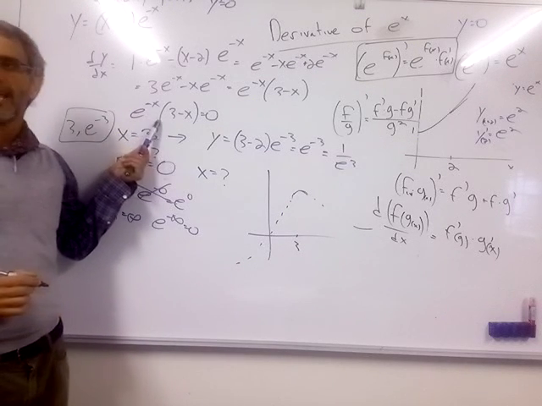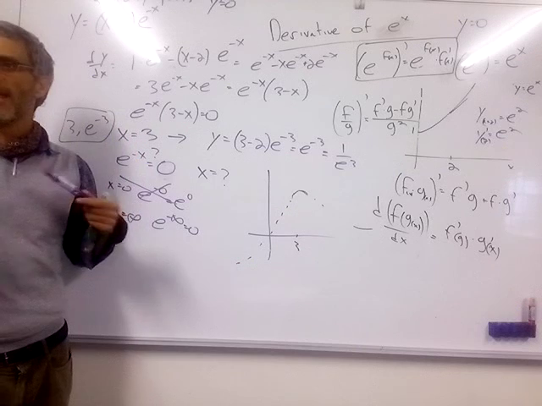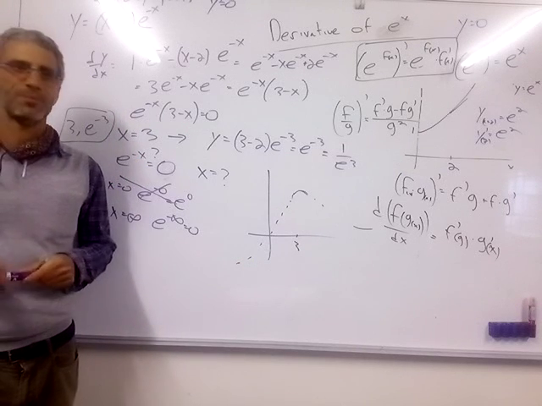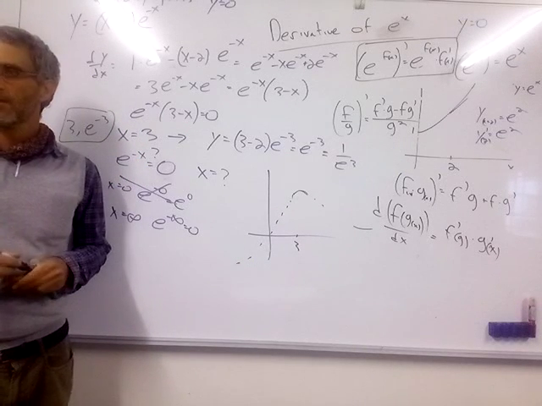e to the power minus x is never 0 for any real number, which is not infinity. Okay? I'll just pause here.